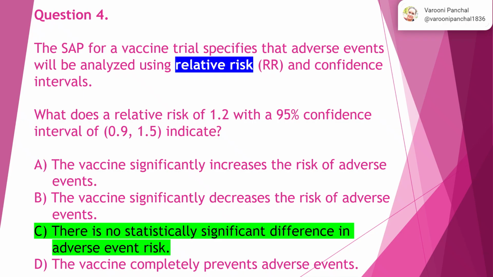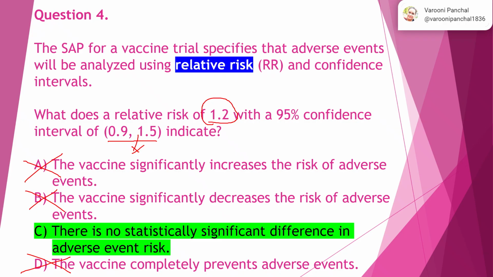No. Now remember one thing, the relative risk 1.2 is in between 0.9 and 1.5. So it is lying in between, right? It is within the confidence interval. So it has neither increased nor decreased, and the vaccine completely prevents adverse events. This is also not the right answer, because if the relative risk is to the left or to the right, then it can increase or decrease the risk of adverse events. So these three are not the options.